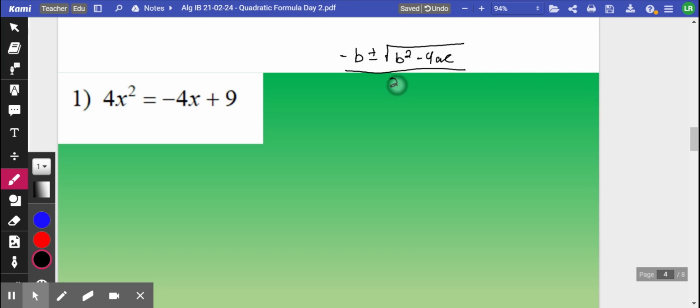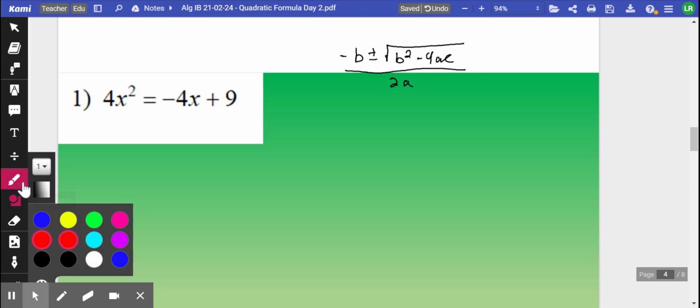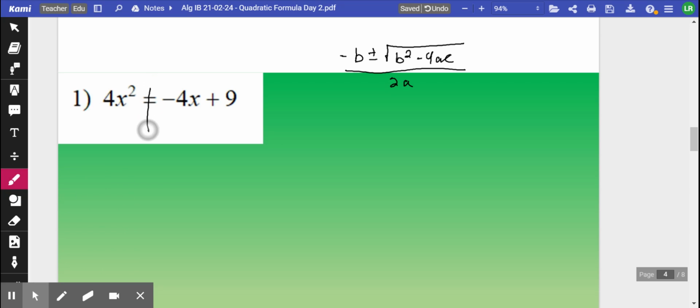Go ahead and pause the video and complete this problem. Now, the first thing we want to make sure we do, it's got to say equal 0. So I have some work to do here because this does not say equal 0. So I'm moving everything to the left. I'm going to add 4x to both sides. I'm going to minus 9 on both sides. So that's going to be canceled out on the right, and I'm going to get an equal 0.